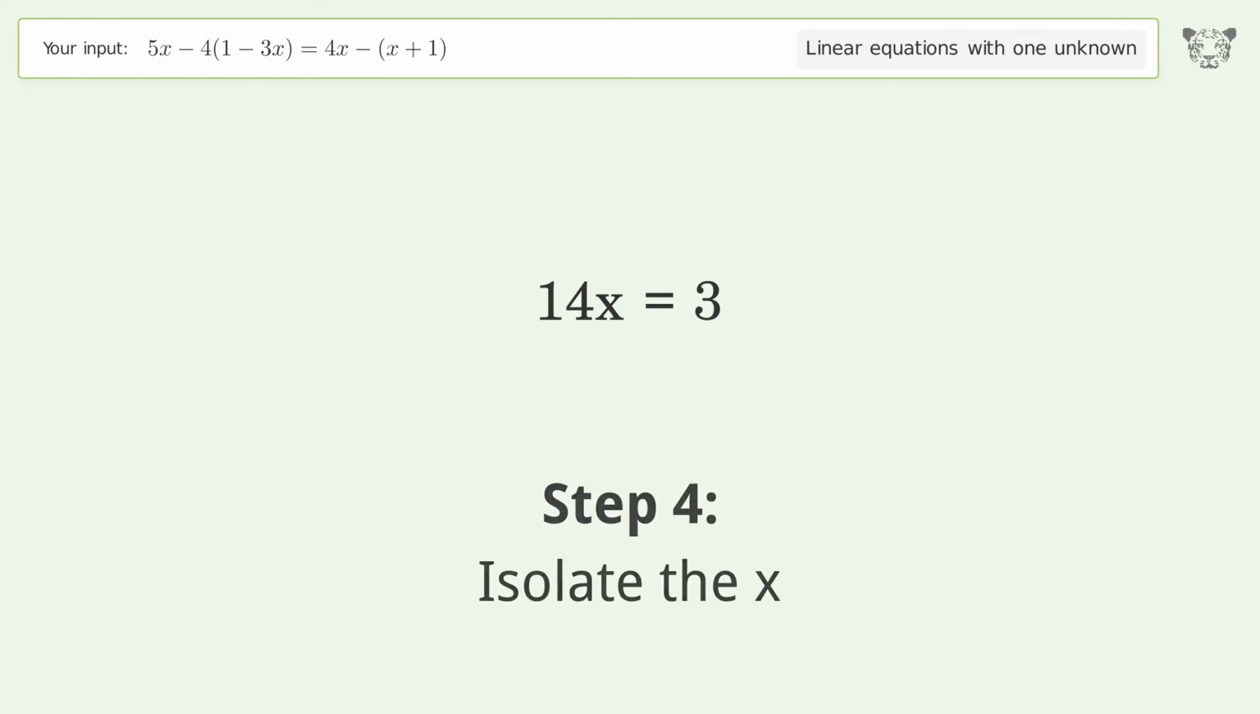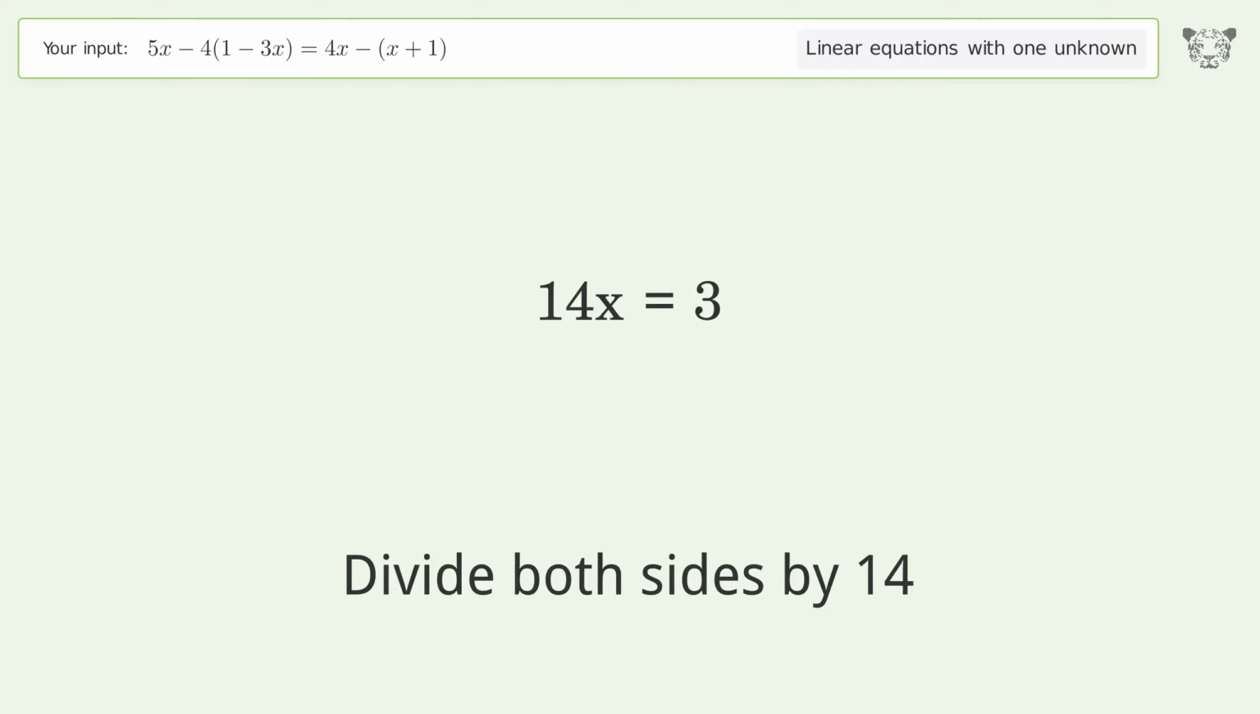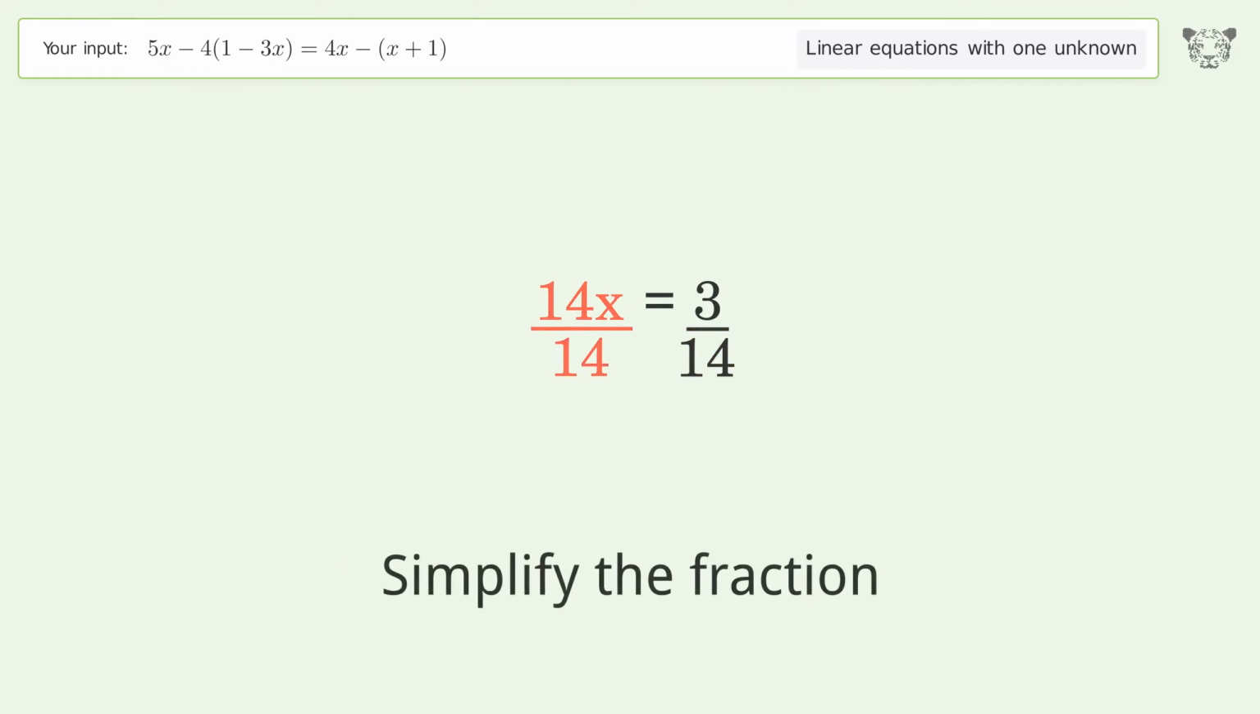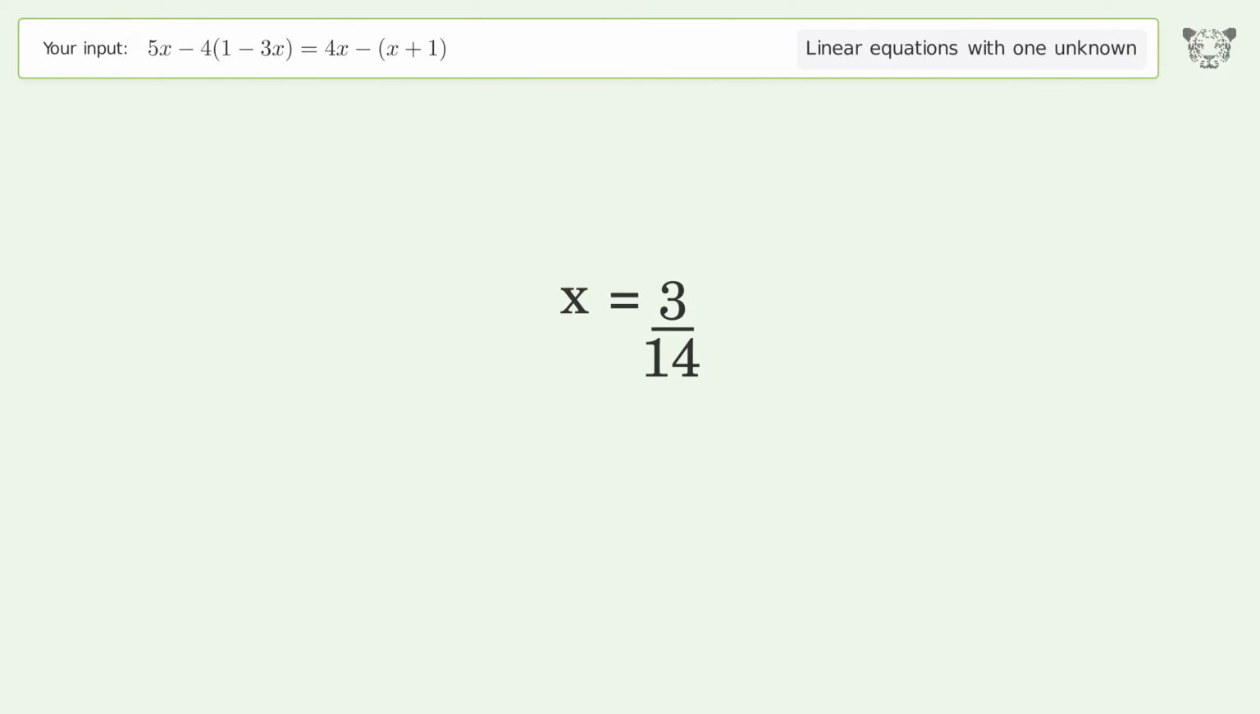Isolate the x. Divide both sides by 14. Simplify the fraction. And so the final result is x equals 3/14.